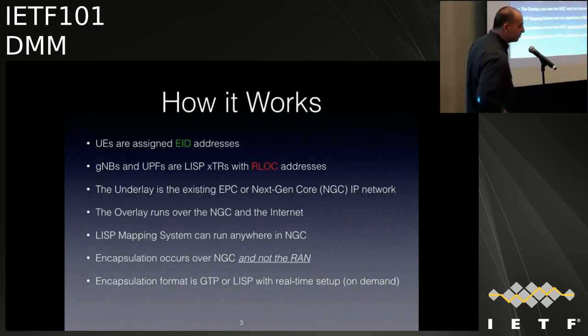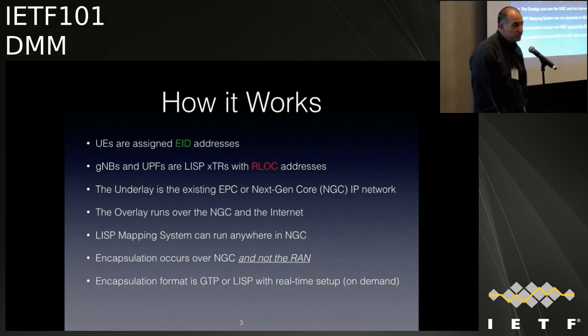So let me explain how it works. We assign UEs EID addresses. The UEs do not run Lisp. The gNodeBs and the UPFs are Lisp XTRs with RLOC addresses. For those of you who don't know Lisp, a Lisp XTR is a box that encapsulates or decapsulates packets. So when an encapsulator encapsulates packets, what's in the outer header are the RLOCs, so the underlay can route the packet to the decapsulator. The underlay is the existing EPC in 4G or the NGC in 5G.